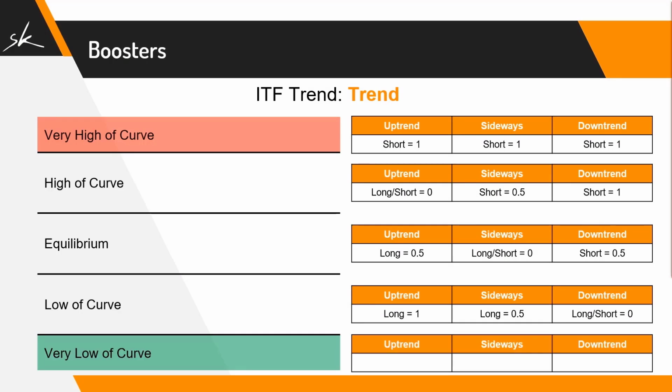At the very low of the curve, which means a cheap price, we should be interested in long trades. In an uptrend, we can plan a long trade with a booster score of 1. In a sideways trend, we can plan a long trade with a booster score of 1. Since this is the location where the trend can change, in a downtrend, we can plan a long trade with a booster score of 1.